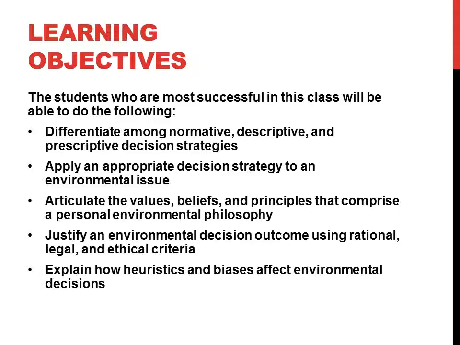Our learning objectives are relatively straightforward. We have 5 of them. The students who are most successful in this class will be able to differentiate among normative, descriptive, and prescriptive decision strategies. The students who are most successful will also be able to apply one of those strategies, an appropriate decision strategy, to an environmental issue.